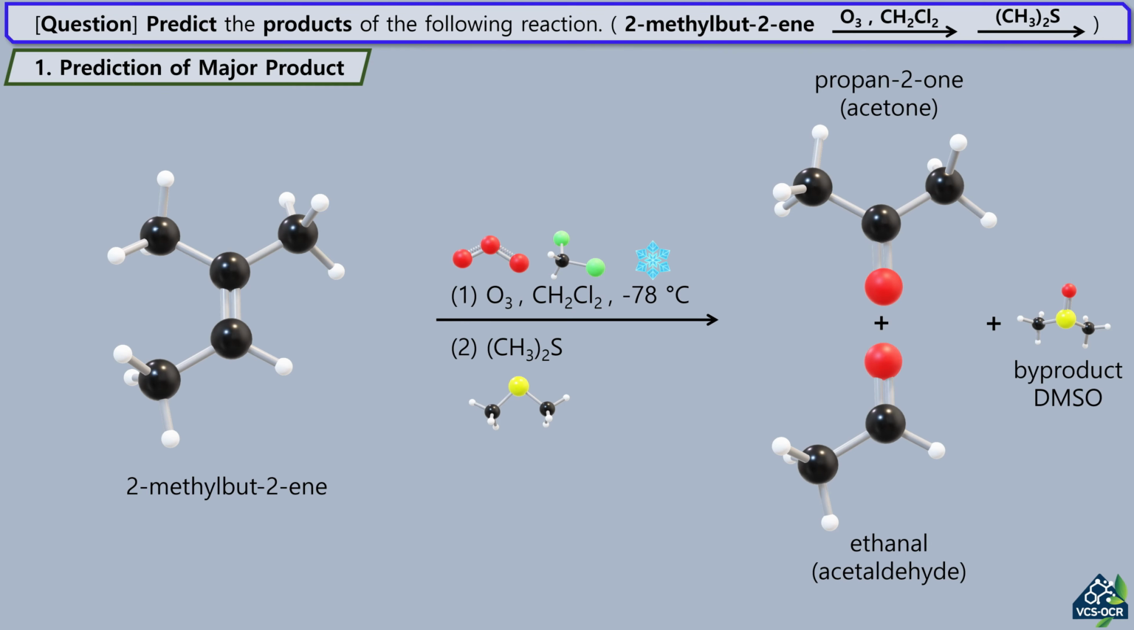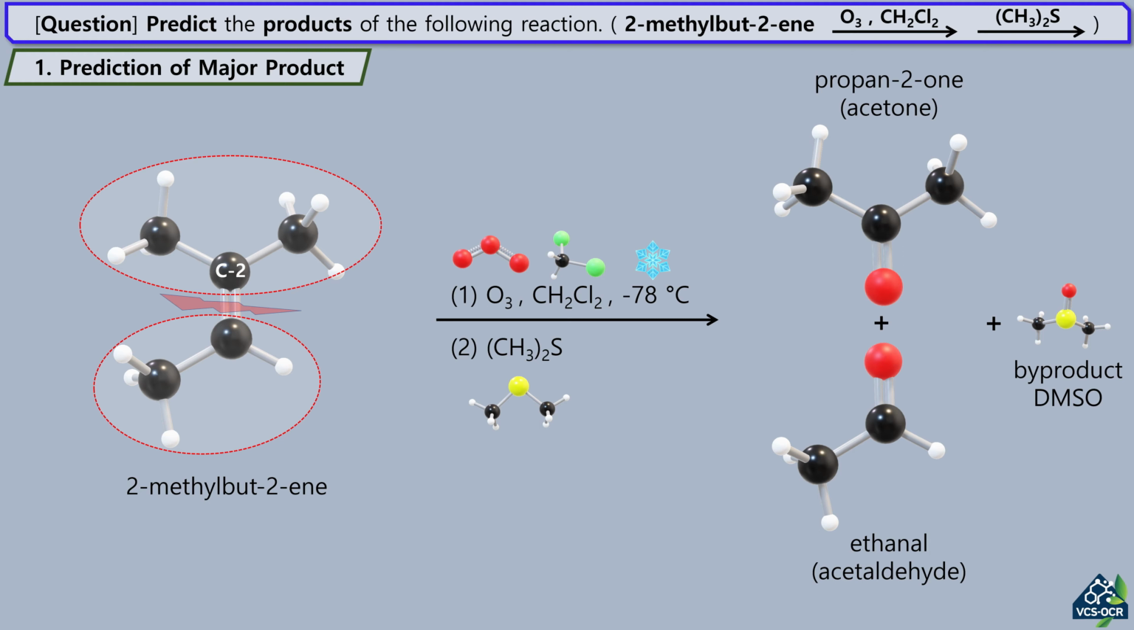Ozonolysis achieves a complete cleavage of the carbon-carbon double bond. We can predict our two major products simply by imagining replacing that double bond with two separate C=O double bonds. First, let's look at the C2 position. This carbon atom has two alkyl groups attached.